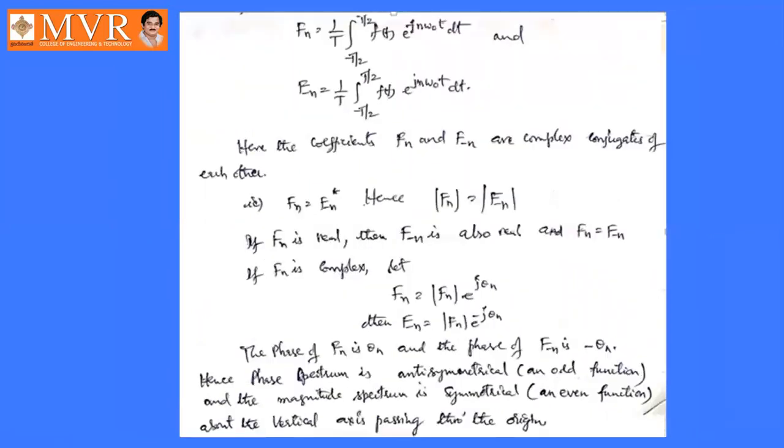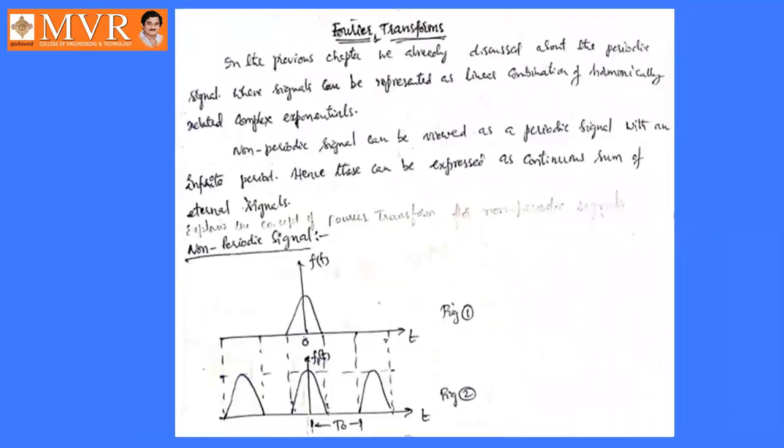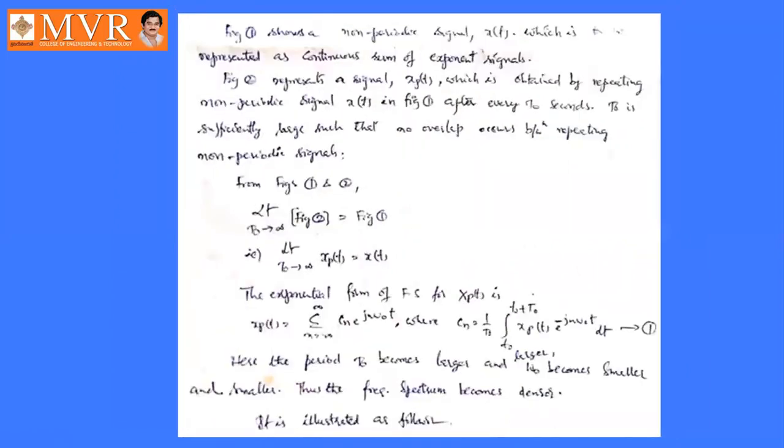Okay, next one is Fourier transforms. Here we are representing these Fourier transforms as a linear combination of harmonically related complex exponentials. Here, the periodic signal and non-periodic signal, we will relate these two. So, by applying the limit T naught tends to infinity, the limit as T naught tends to infinity of the periodic signal is equal to the non-periodic signal. That is, limit T naught tends to infinity x p of t is equal to x of t. So we derived this one.